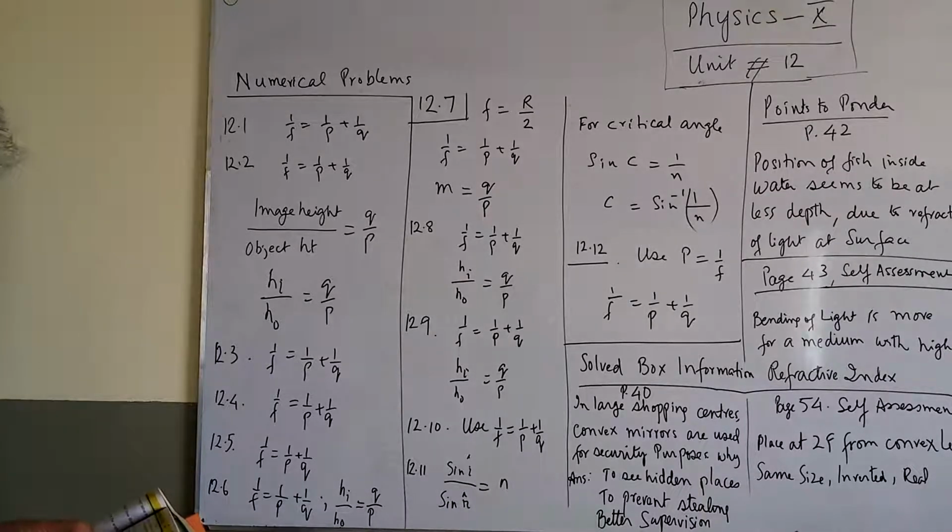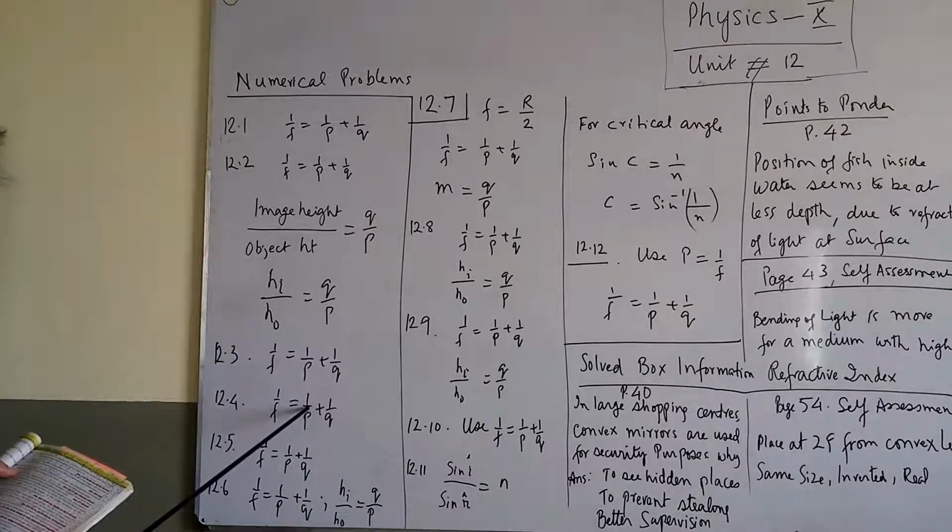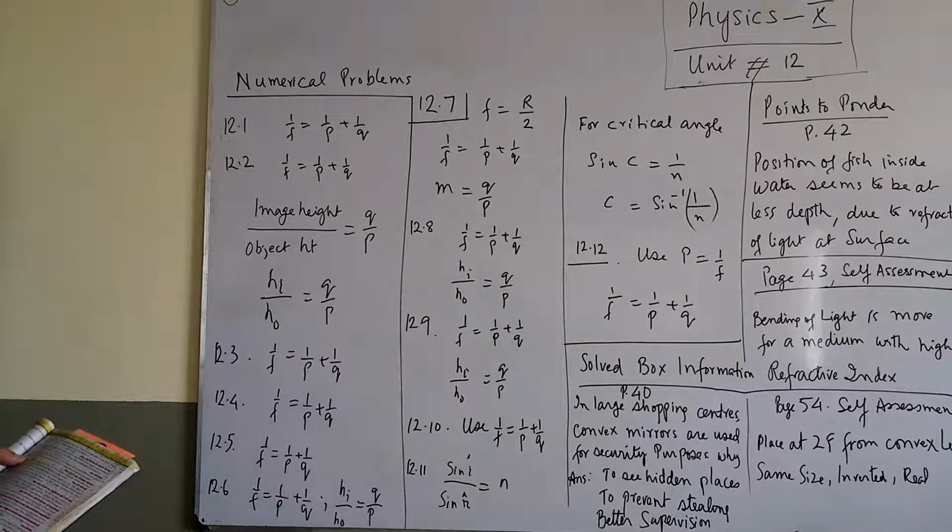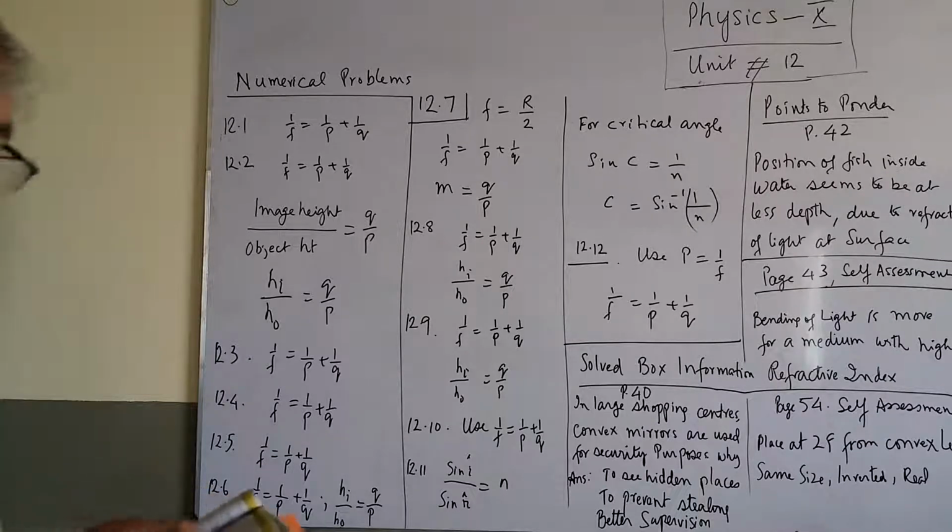12.4. Find the focal length of a mirror that forms an image 5.66 centimeters behind the mirror of an object placed at 34.4 centimeters in front. Is the mirror concave or convex? So find out from this 1 over f is equal to 1 over p plus 1 over q, and then from the answer try to find out whether it is positive or negative. Sign convention has been used, and positive is for which ones? Convex lens, and negative is for concave lens.